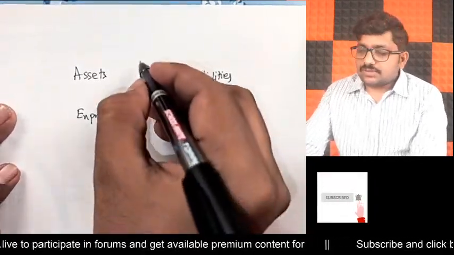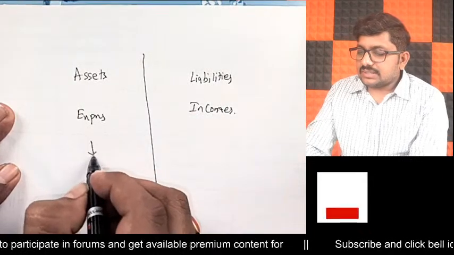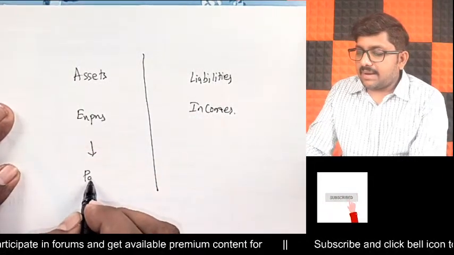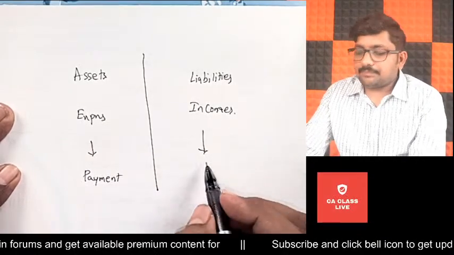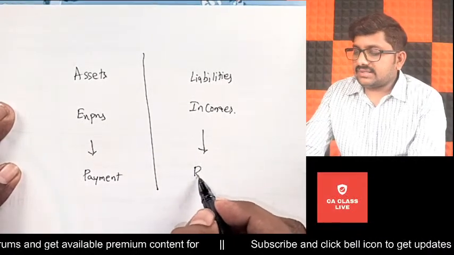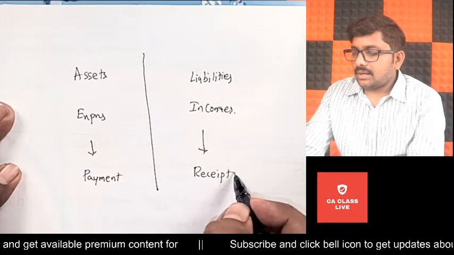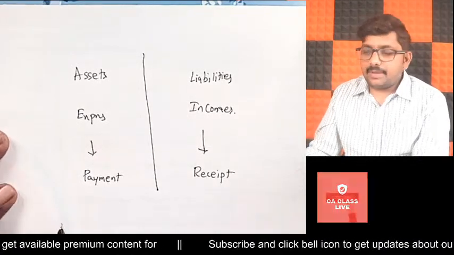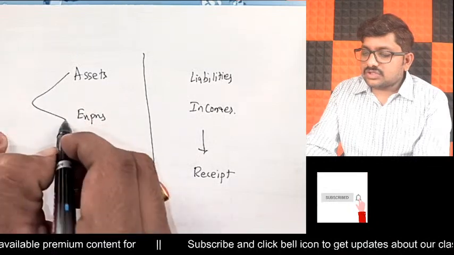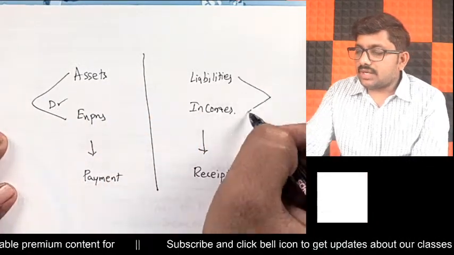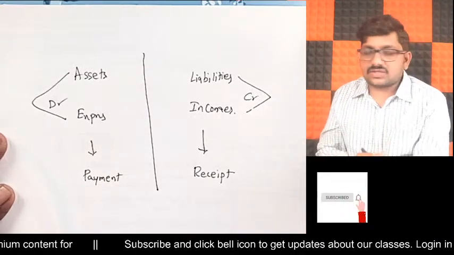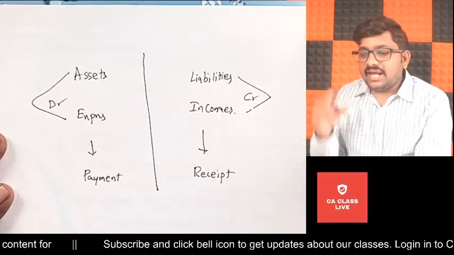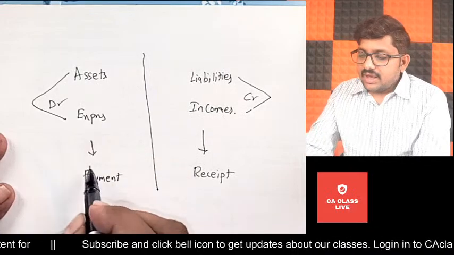Four types of accounts, and we subcategorize them into two categories. Assets and expenses come under the payment category, and liabilities and incomes come under the receipt category. Now these two come under debit, these two come under credit. We have already discussed this in our previous class also. Now let us carefully analyze this, my dear friends.